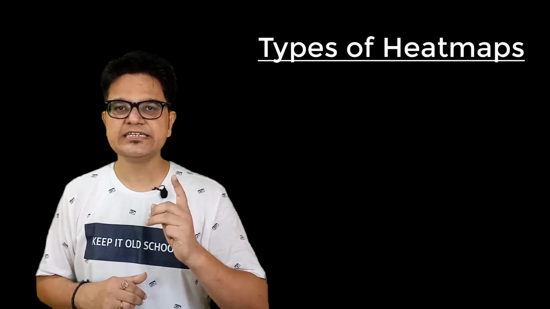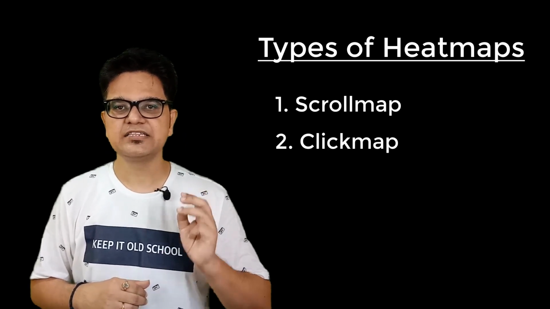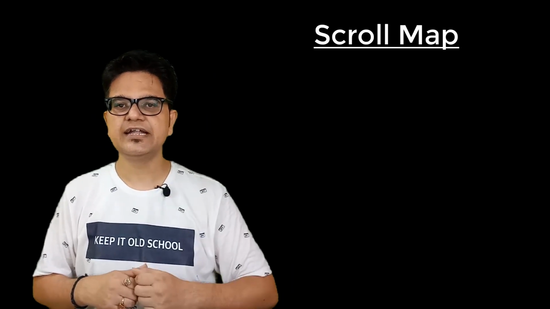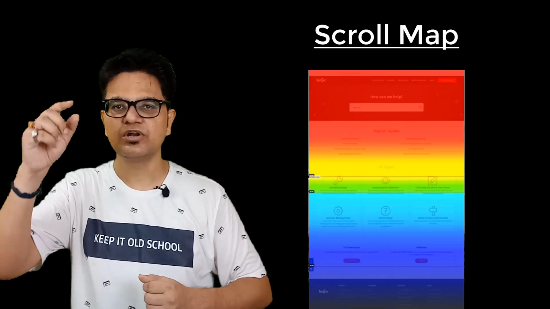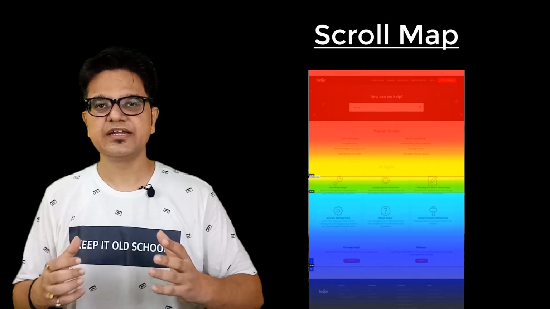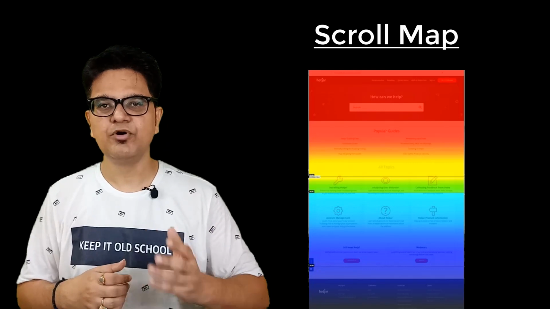Now there are three types of heat maps. One is the scroll map, the second one is the click map, and the third one is the hover map. If you have a long page and the user has to scroll down to get the complete content, you can easily figure out the engagement level. The redder the area, the more engagement.